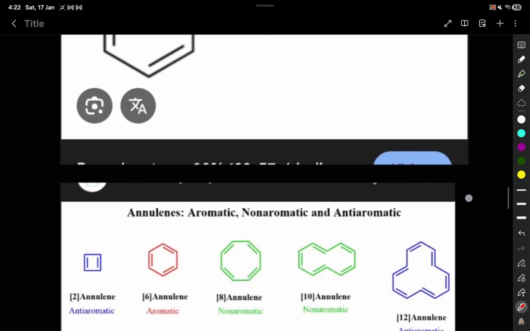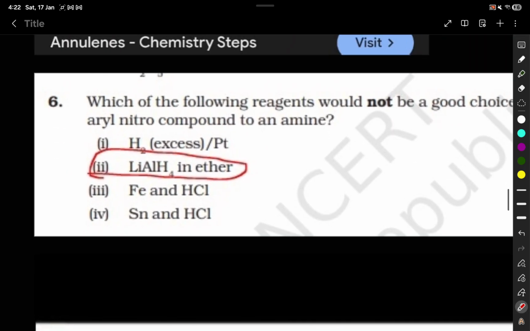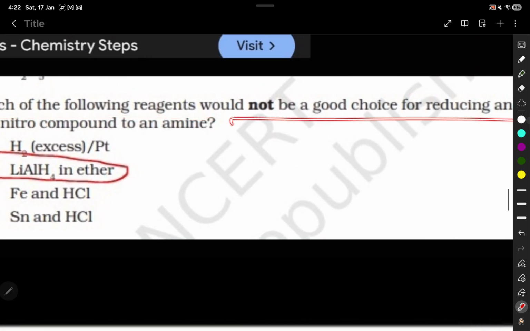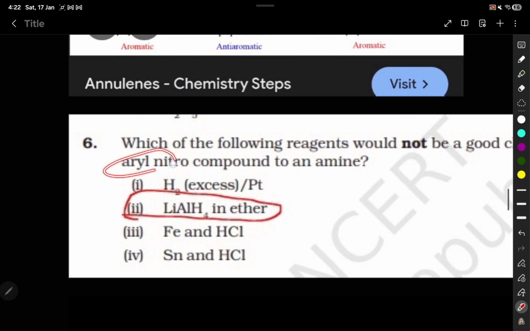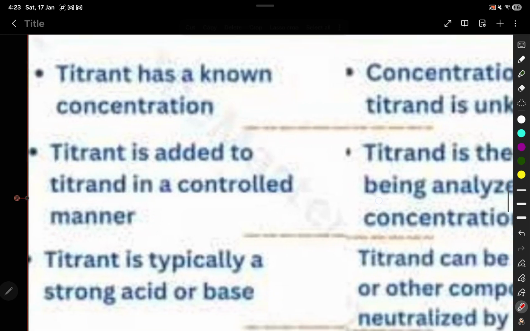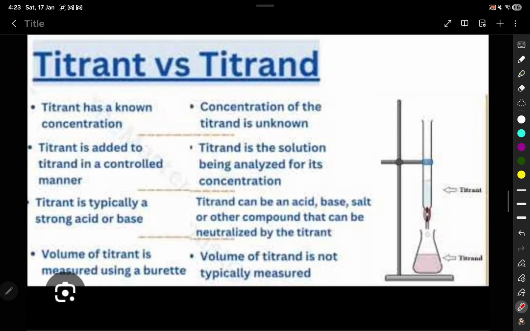Then we have this very common name, which is, sadly, I think I've cropped out the name, so that's on me. Which of the following reagents would not be a good choice for reducing an aryl nitro compound to an amine? Just remember this, it would be LiAlH4 in ether. Okay. One extra thing that you might need to know is that iron scrap and HCl is the best for reducing an aryl nitro compound to an amine. Yeah, so this titrant versus titrand, we'll be just putting it on the screen. You can pause the video and learn it.